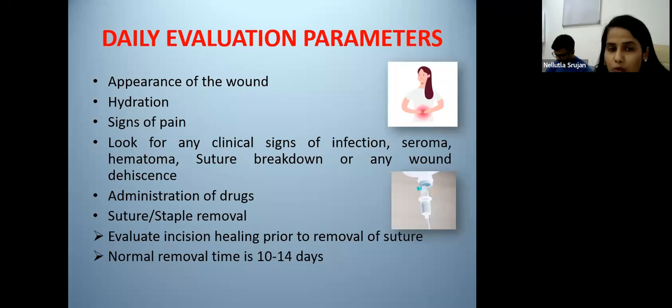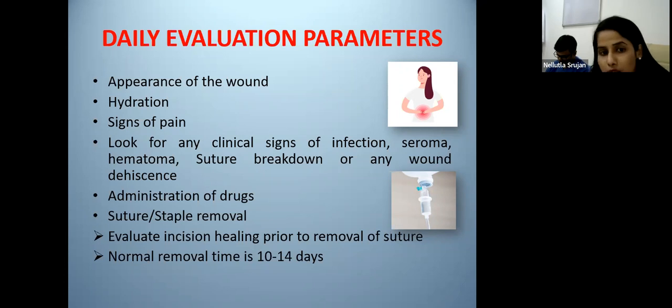And hydration. How is the hydration? IV fluids have been administered to the patient because the patient has to be on 6 hours of nil per oral. So before surgery and after surgery also, for 6 hours they'll be on nil per oral. So we need to maintain hydration by giving IV fluids. How much rate per hour it has to go on has to be decided by the doctor.